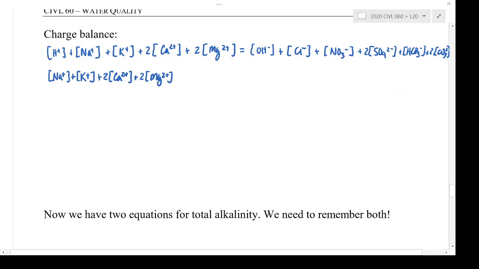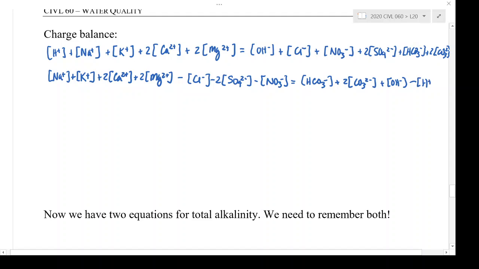And then I'm going to put all my conservative anion charges over here. So I have chloride, sulfate, and nitrate. And then on the other side of the equation, I'll write out the carbonate species, which include bicarbonate, 2 times carbonate, hydroxide, and then I'm putting the hydrogen ion over here.